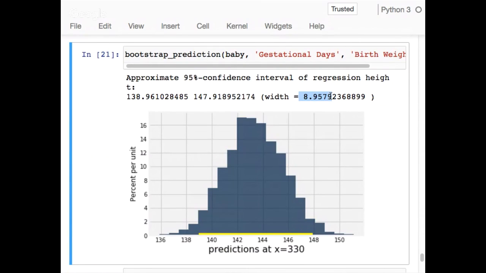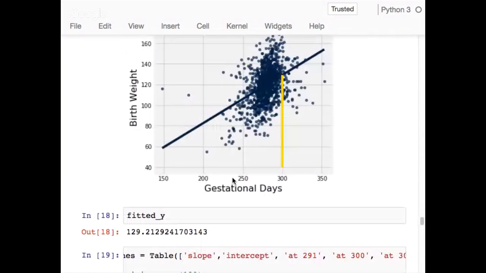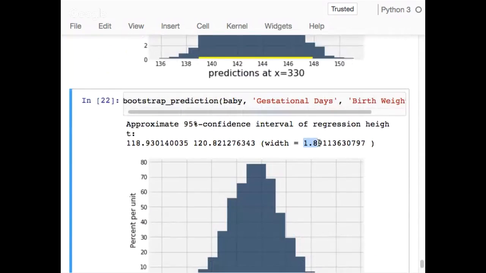This is not something you can get just by taking one sample and making one prediction, right? We have here some indication of the uncertainty of our estimate. As we get farther and farther away from our data, our confidence interval also gets wider to represent the fact that we're less certain about our prediction. This width here is like 8.9. It's pretty wide. If I go back into the middle of our data, let's go from 300 to, say, 280, right in the middle of the data, our interval gets smaller. Indeed, we get a width of about 1.89, about half the width that we had before.